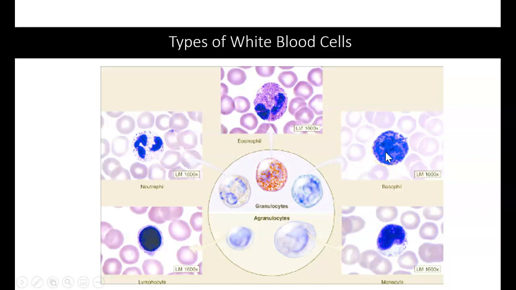And then a basophil is going to be, you can see the granules. The granules are actually really dark purple, so you almost can't even tell the difference between the granules and the nucleus. So it looks like this really dark, deep purple grains everywhere. It's hard to distinguish between them.